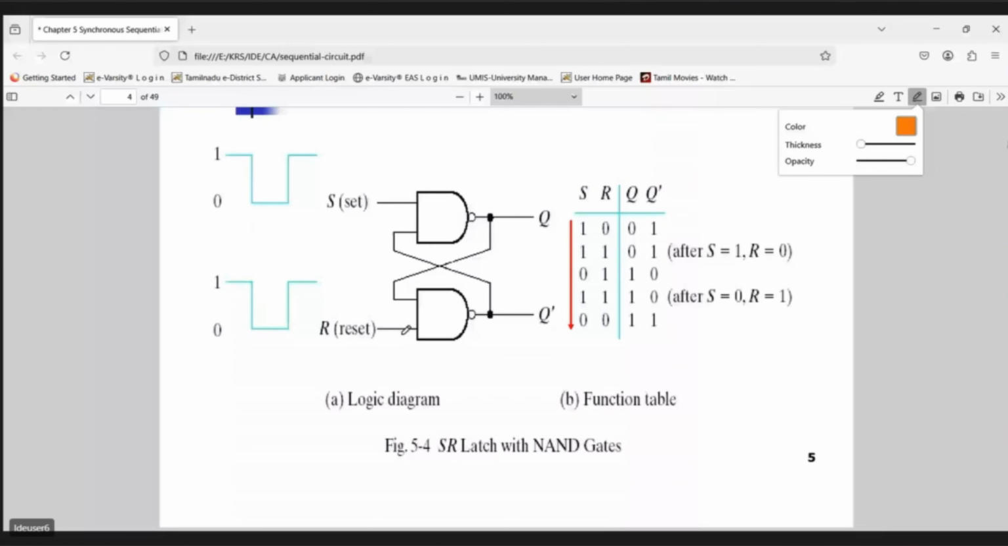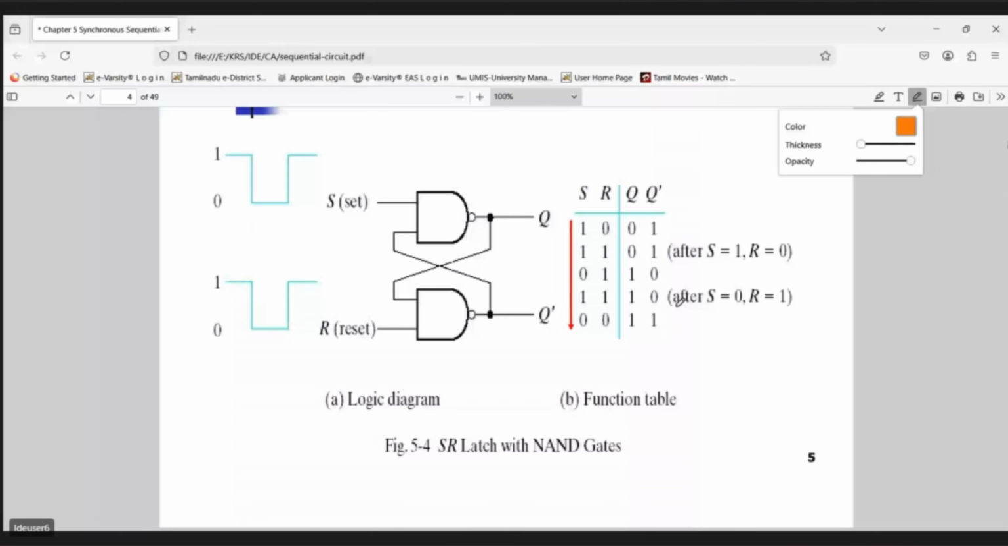The next one, 1 1. So with 1 1, the current input S's value is 1 and the previous Q dash's value is 0. 1 0, the output is 1. Therefore Q equal to 1. So here Q is 1 and R equal to 1. Both 1 1, then Q dash is equal to 0.